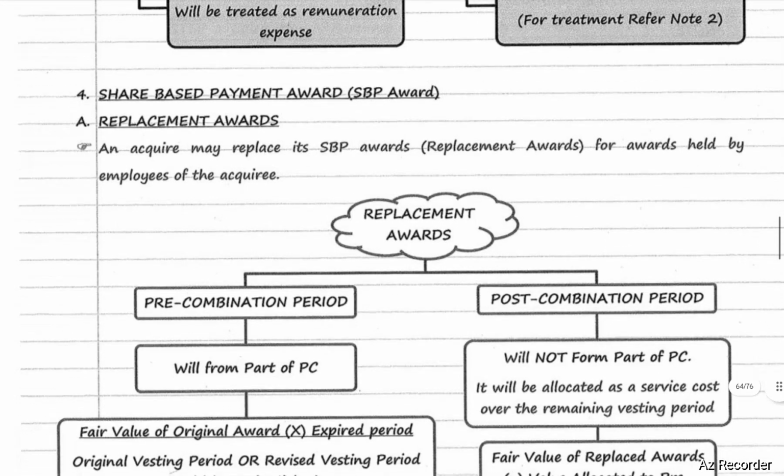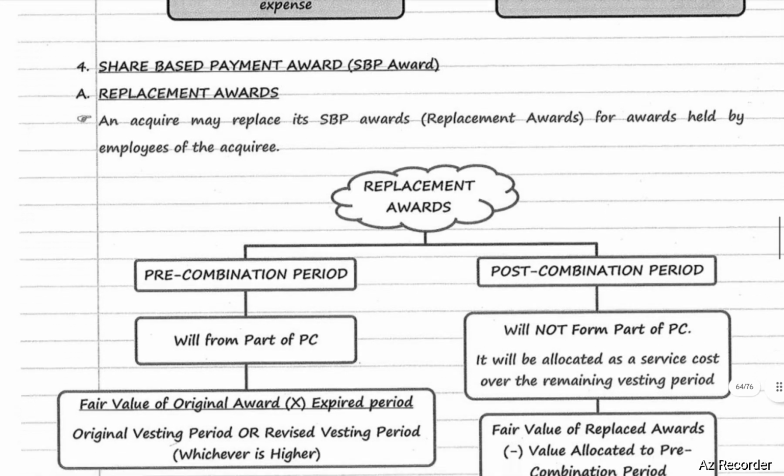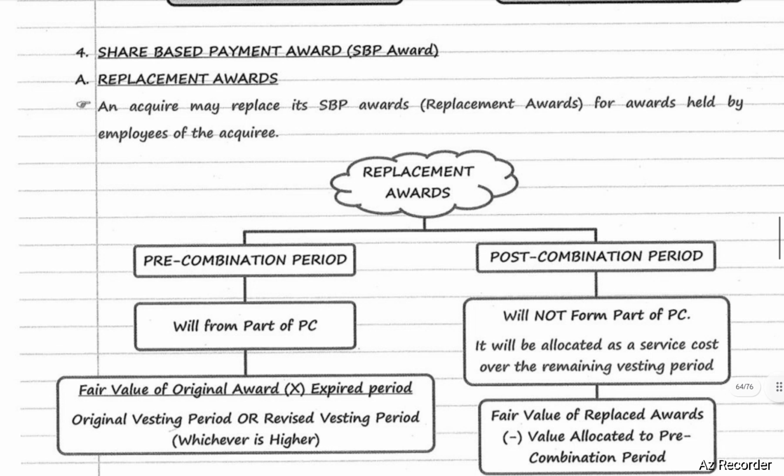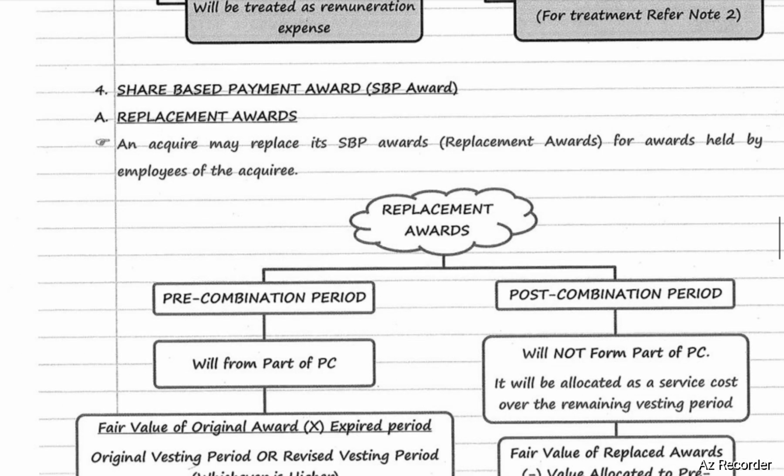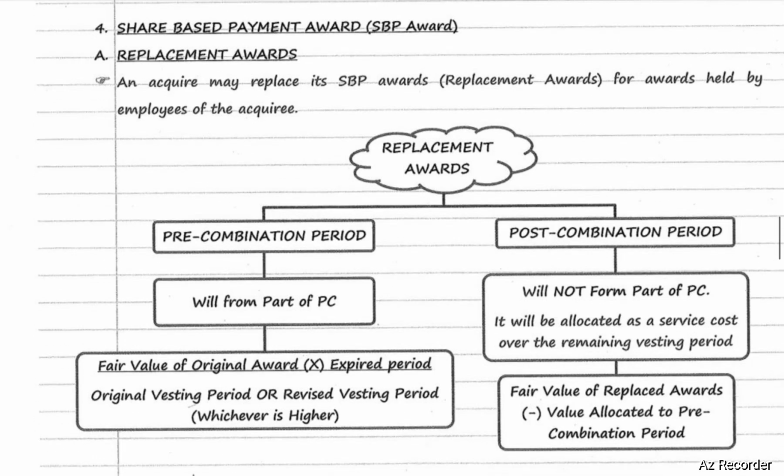Share-based payment award, SBP award. Under that, replacement awards. An acquirer may replace its SBP awards, that is replacement awards, for awards held by employees of the acquiree. Replacement awards are of two types: pre-combination period awards and post-combination period awards. Pre-combination period awards will form part of purchase consideration.